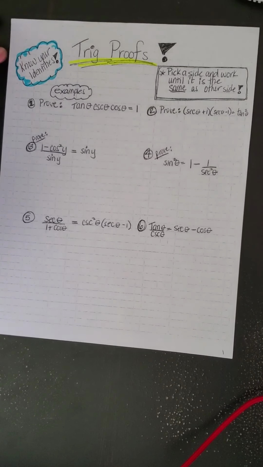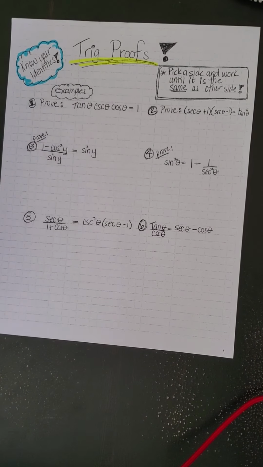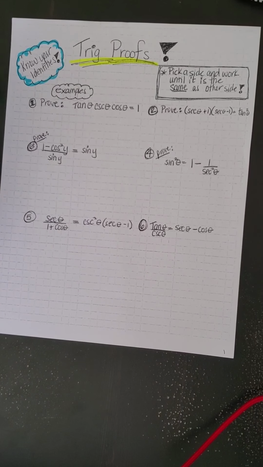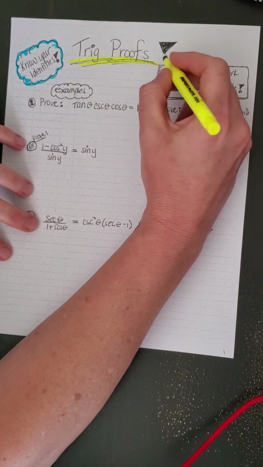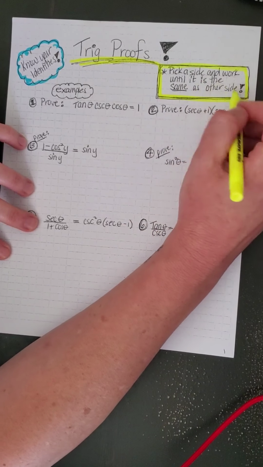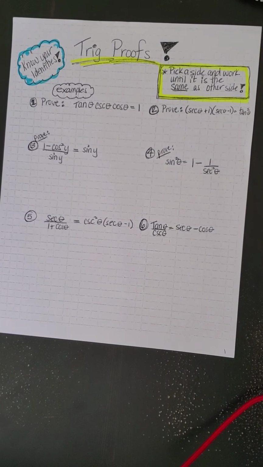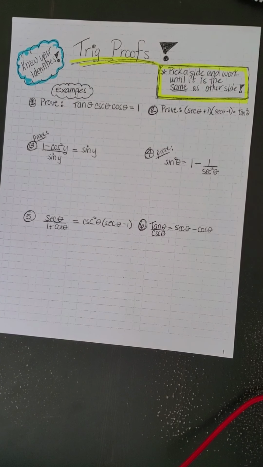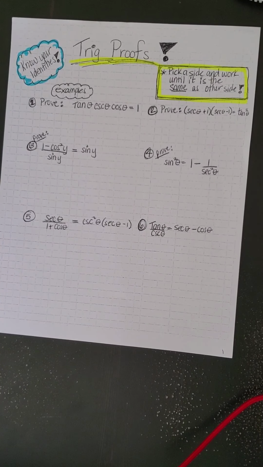Okay, so some examples. Something that particularly Miss Ardito and Mr. Bonner like is that they want you to pick one side and work with it until it's the same as the other side. Now, I personally don't always do it that way. Sometimes I do and sometimes I don't. So it's not a requirement, it's not a rule. It's just the way they like to do it.